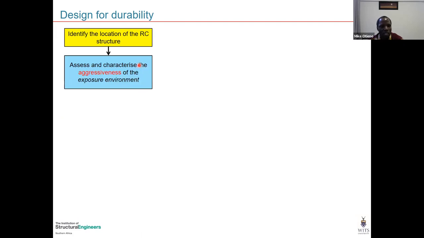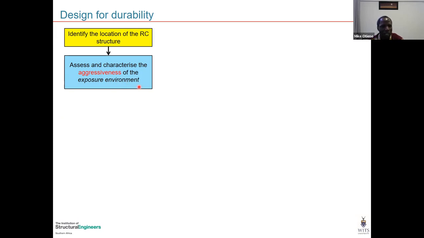Okay, so now I'll just give a brief overview of what the performance-based design approach really involves. The first stage is to identify the location of the structure. After doing that, of course, the next stage is to assess and characterize the aggressivity of the environment.